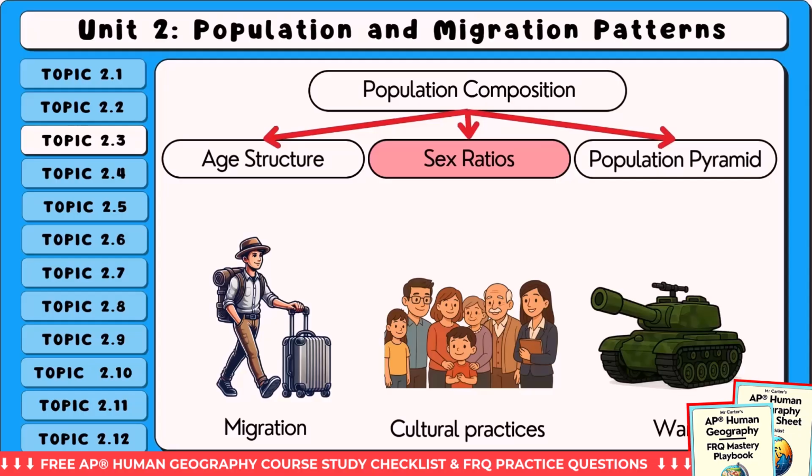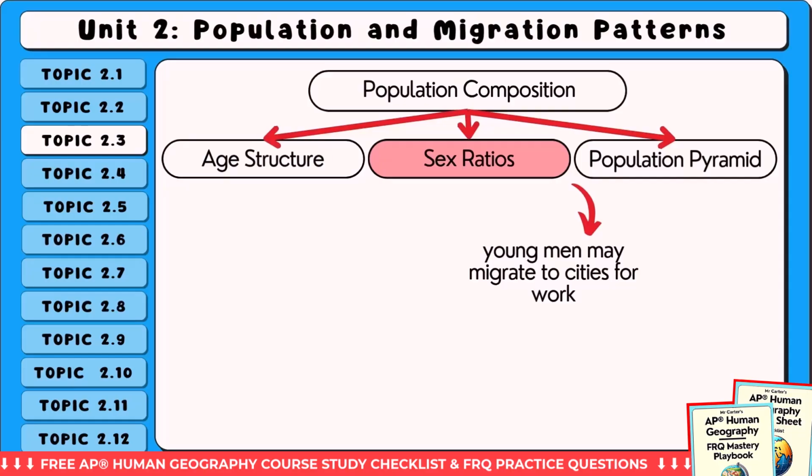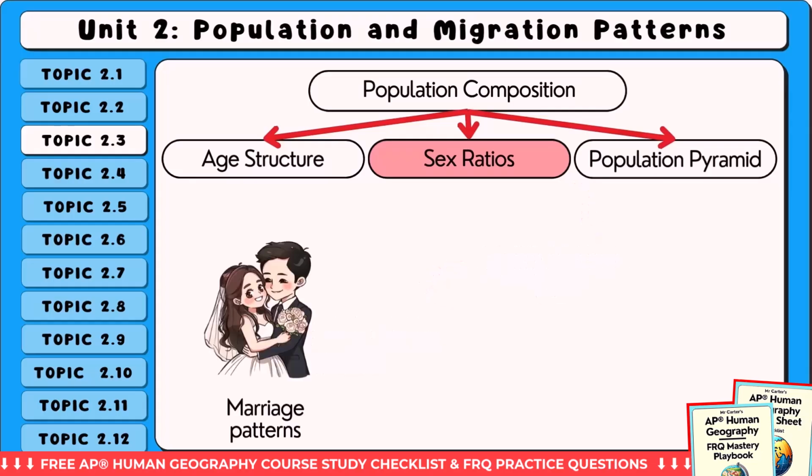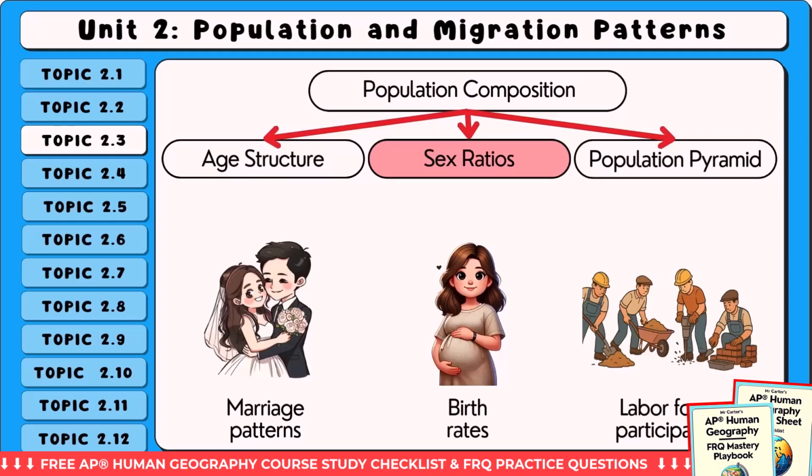For example, in some countries, young men may migrate to cities for work, leaving behind a rural population with more women. Changes in sex ratio can affect marriage patterns, birth rates, and labor force participation. For example, if the men in a society go off to war, there may be a decline in birth rates and marriages, and more women may enter traditionally male-dominated professions during the war.